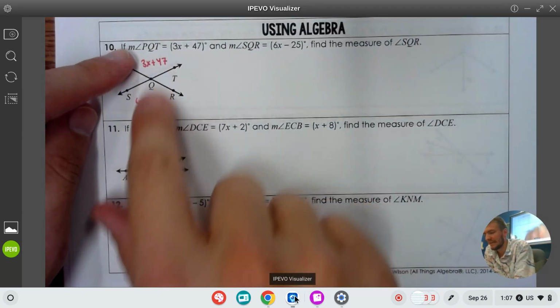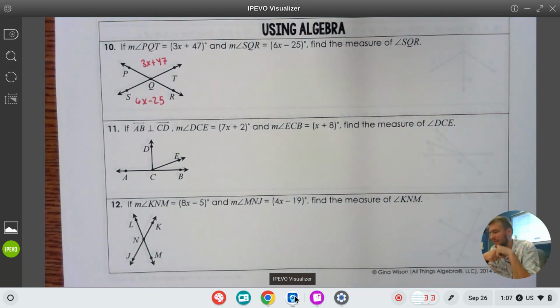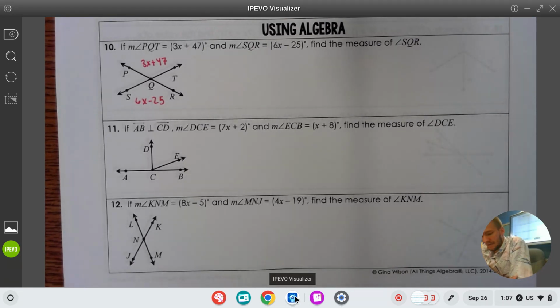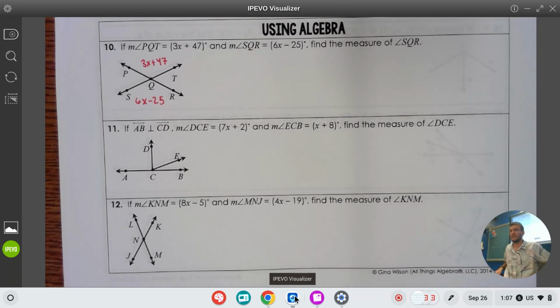Now that we have them written down, are these going to be supplementary, complementary? Are these going to be vertical angles? What are we thinking? They look vertical to me. They look nice and opposite each other, nice and across from each other. And if these two are vertical angles, how do they relate to each other? What are the numbers going to be? Their measurements are going to be the same, right? If you're vertical angles, the measurements are going to be the same.